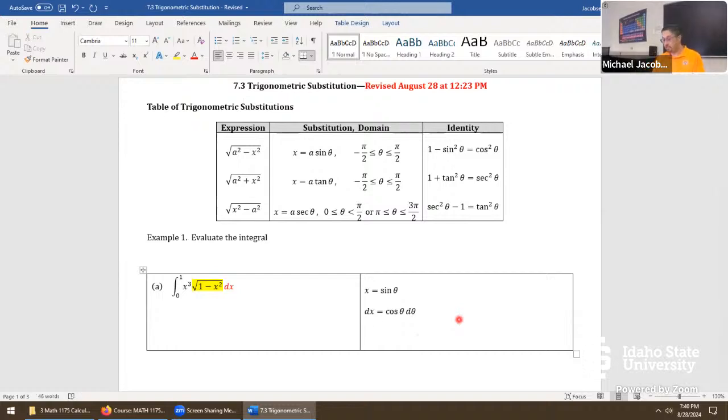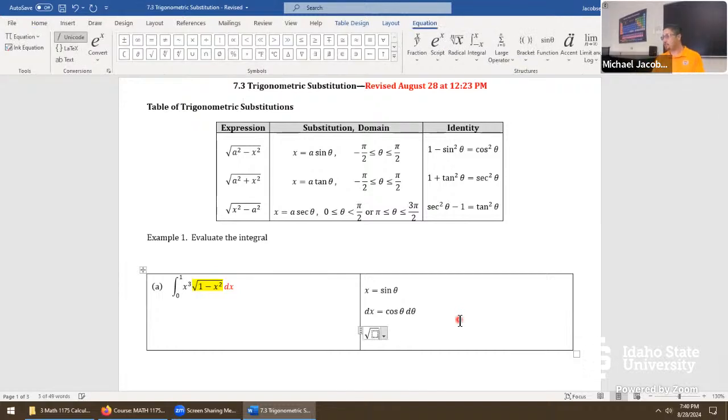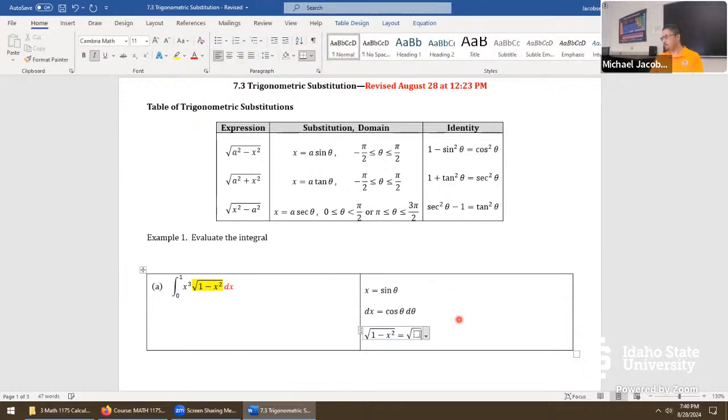Well, this one's a bit of algebra, but we can say square root 1 minus x squared is going to turn into square root of 1 minus, go back to the x substitution. X squared is just now sine squared theta. But if that's a sine squared theta, note the identity is back on the table. Square root of 1 minus sine squared theta just becomes square root of cosine squared theta.